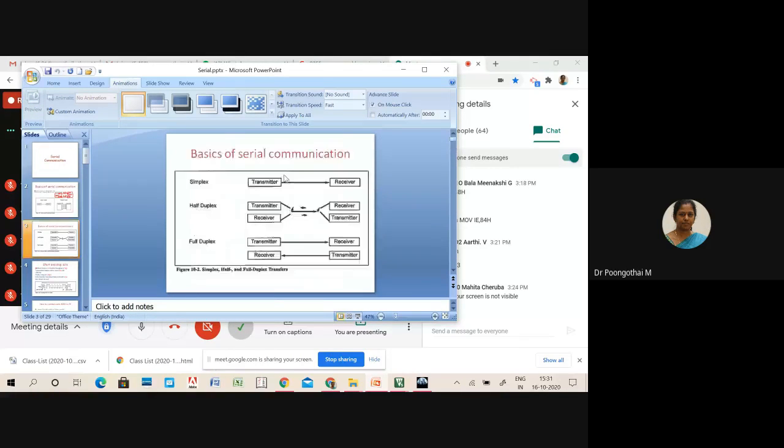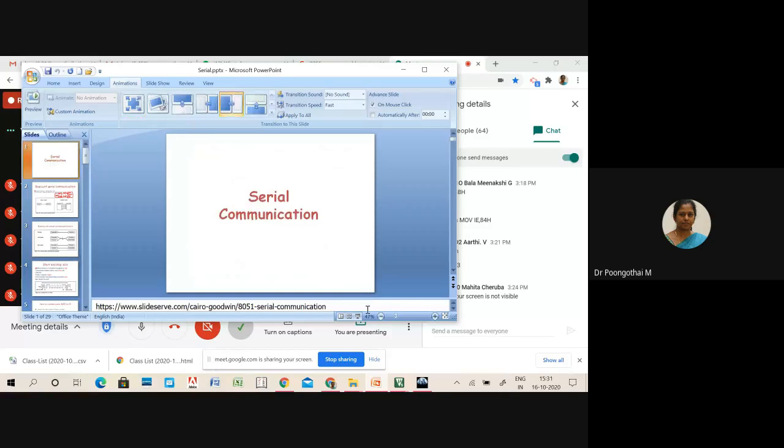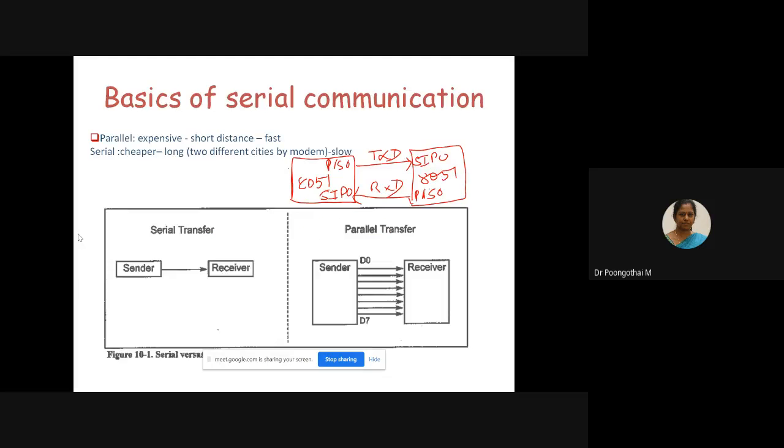So the next topic is serial communication. Serial communication in 8051. Before we start serial communication in 8051, we must understand some of the basics of serial communication. So we have two types of data transfer: serial data transfer and parallel data transfer.